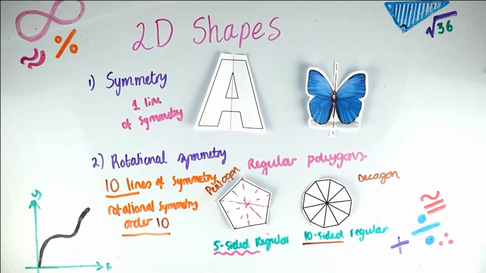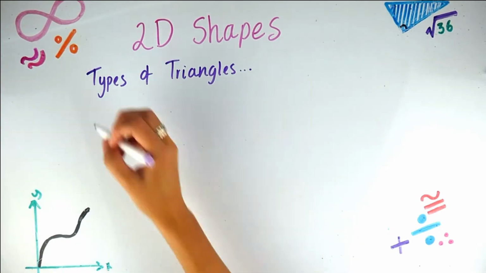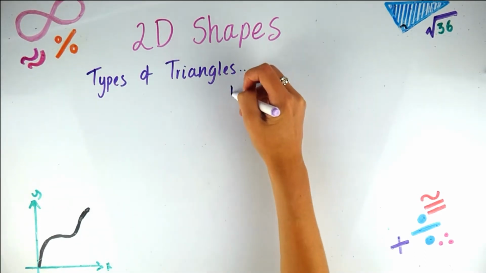So now we're going to move on to types of triangles and quadrilaterals. Okay, so types of triangles. There are 4 types of triangles, so I'm going to split this into 4.